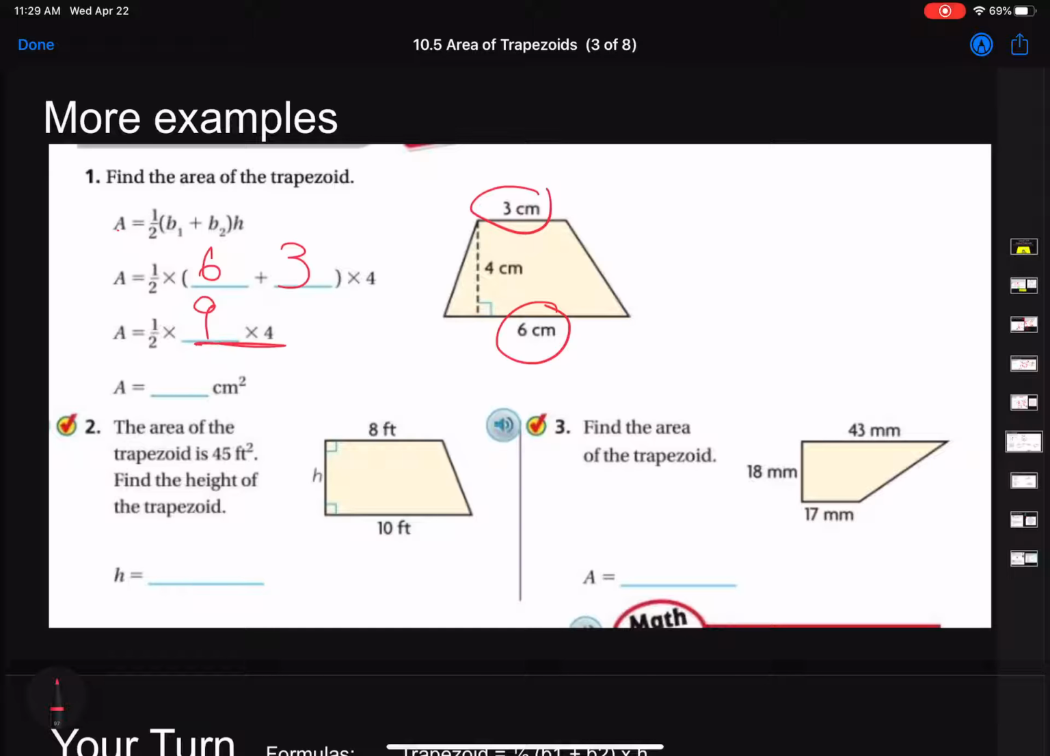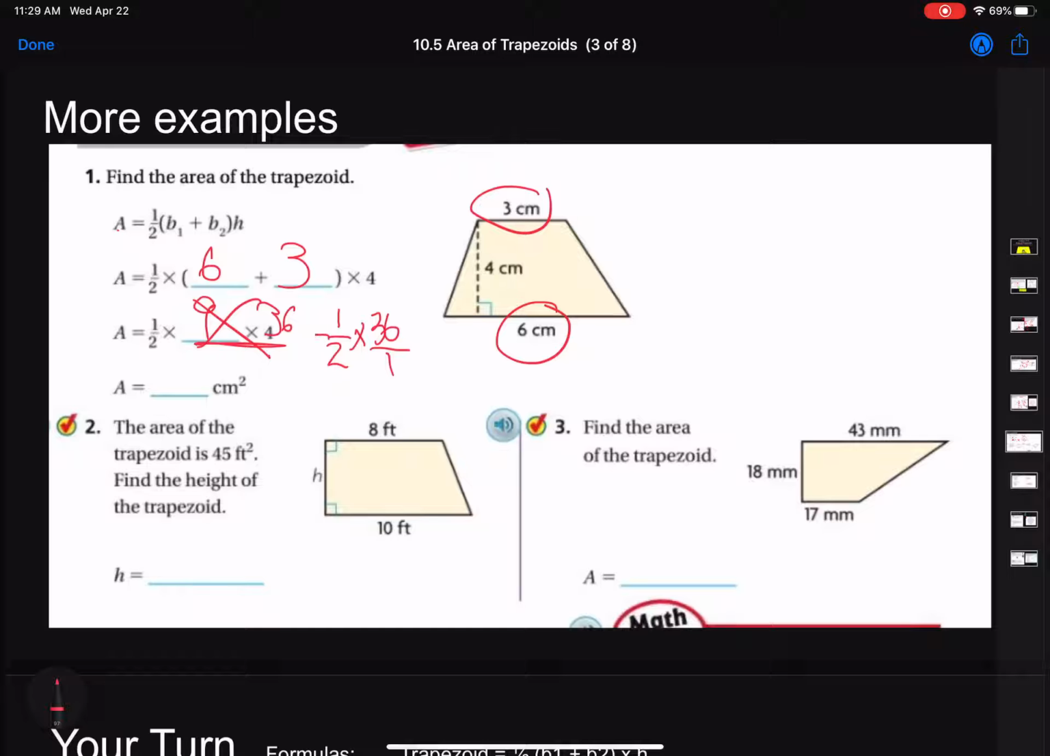Now multiply that. 9 times 4 is 36. So what you have left is 1/2 times 36. What that's telling you to do is to half it. Anytime you multiply by 1/2, that means you're going to divide by 2.